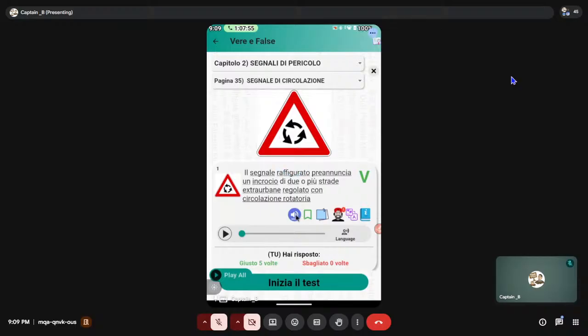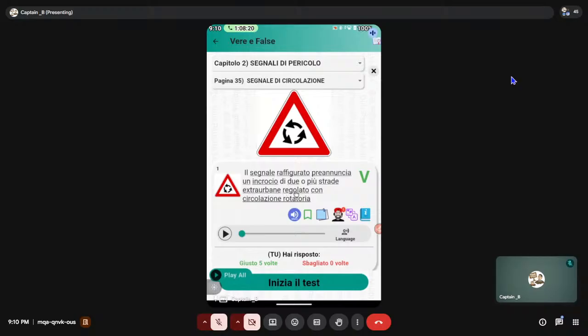Number 1. Il segnale raffigurato preannuncia un incrocio di 2 o più strade extraurbane regolato con circolazione rotatoria. This sign is referring to preannuncia un incrocio, announcing a junction of 2 or more roads, extraurbana, outside the city.